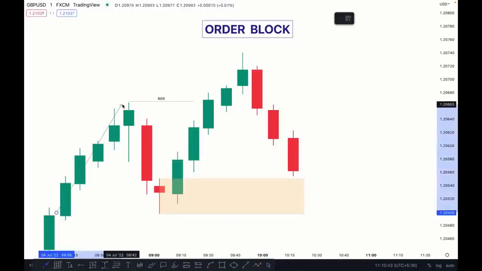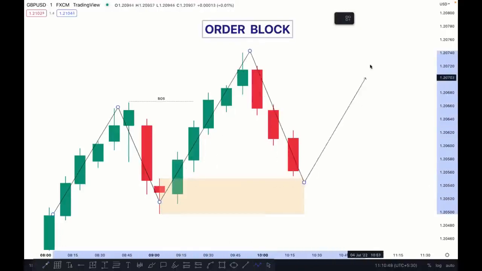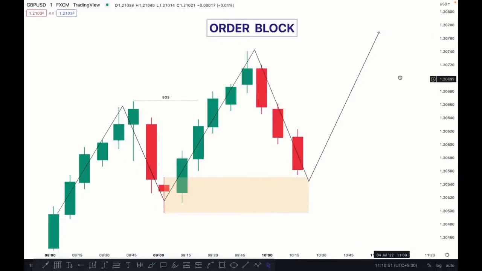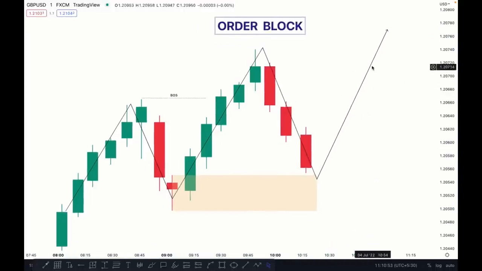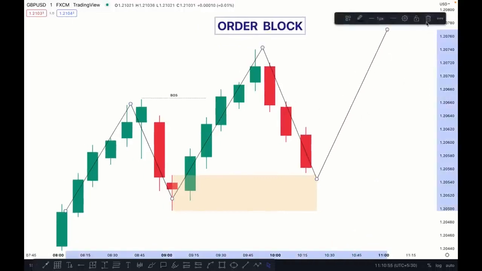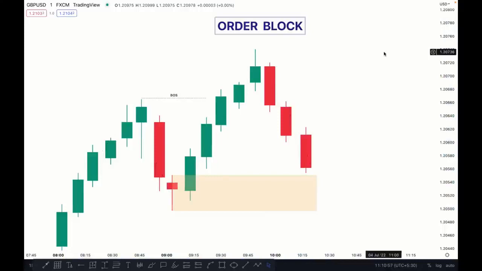We can expect a bullish scenario in a bullish market, something like this, to mitigate this order block and again push higher. Okay, so this is a basic and simple way to identify the order block, and this is the easiest way to identify it.